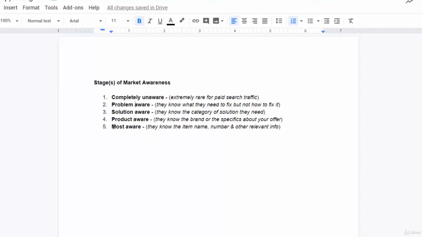And finally, stage 5, this is the most aware. This is where, in the local business space for example, people are going to come into Google and type in a brand, a company name. They already know what they're looking for and they're looking for that particular contractor. So let's go ahead and walk through some examples here.